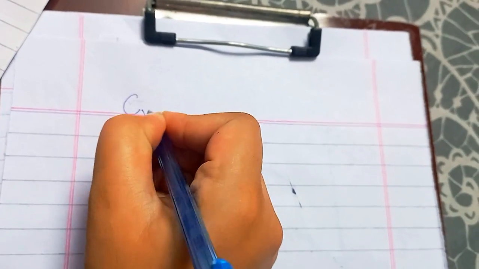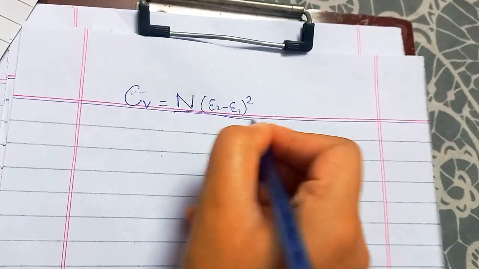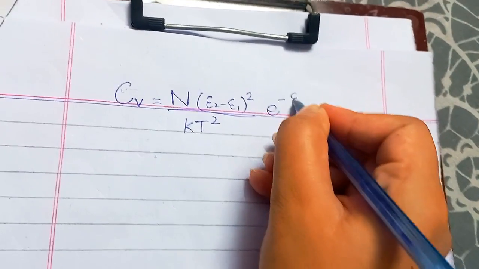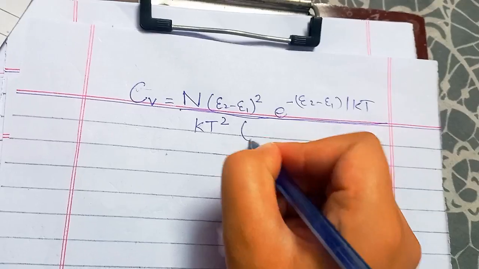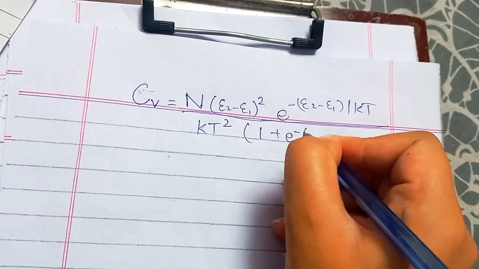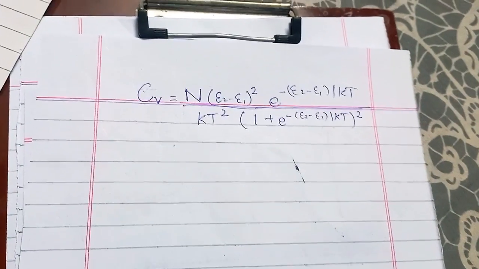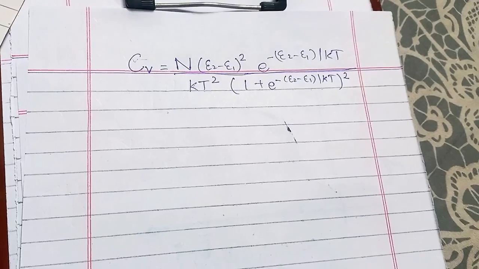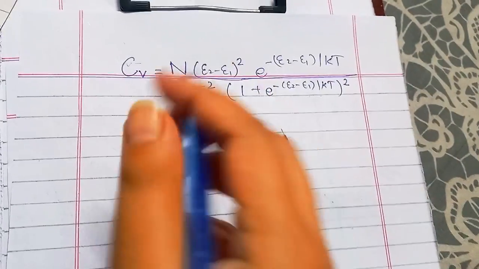Let me write it again. It's CV equals capital N (E2 minus E1) whole square by kT square. I'm writing it first here. Then we have e to the power minus (E2 minus E1) by kT, and in the denominator we have one more term, 1 plus e to the power minus (E2 minus E1) by kT whole square. This is the heat capacity formula for the given configuration we have in the question.